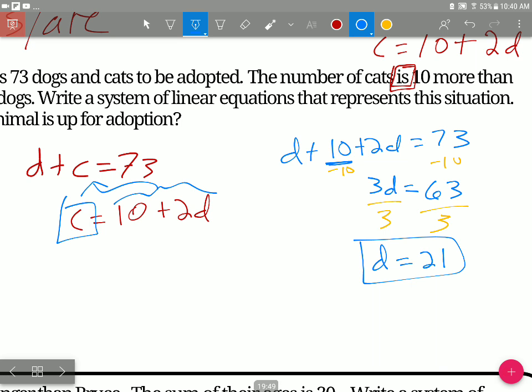How do you want to find C? Do you want to plug it into the first equation, or do you want to plug it into the second equation? I would do the second one. You can do either of them, but the second is already set up. So just take your calculators. 10 plus 2 times 21. And you should get, I think, 52. Yeah, 2 times 21 is 42, plus 10 is 52. Cool?